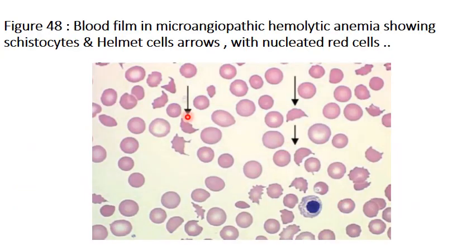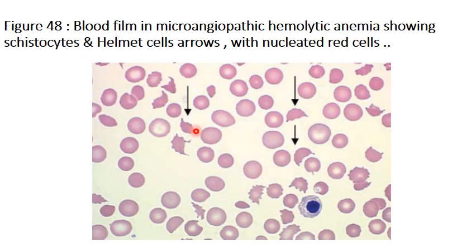This is a blood film in a patient with microangiopathic hemolytic anemia showing schistocytes. Look at it. It looks like a schistocyte, like a helmet cell, as if it has been eaten from all sides. And there is also a nucleated red blood cell, because nucleated red blood cells are found in the blood film in any case of hemolytic anemia.